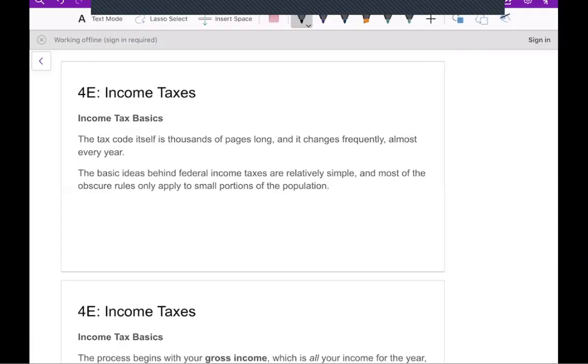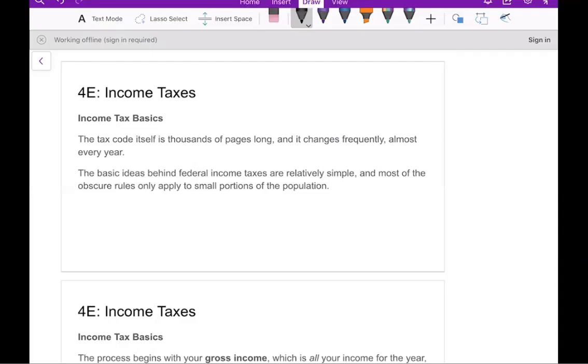Okay, guys, welcome. Today we're going to talk about income taxes. Now, just some basic ideas behind income tax basics are that, first of all, the tax code itself is thousands of pages long and it changes just about every year. So it would be really hard for someone to read and fully understand the tax code every time you file taxes. Now, the basic ideas behind federal income taxes are fairly simple, and most of the obscure rules only apply to certain small percentages of the population.